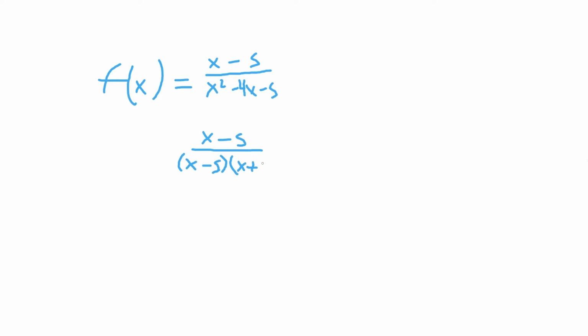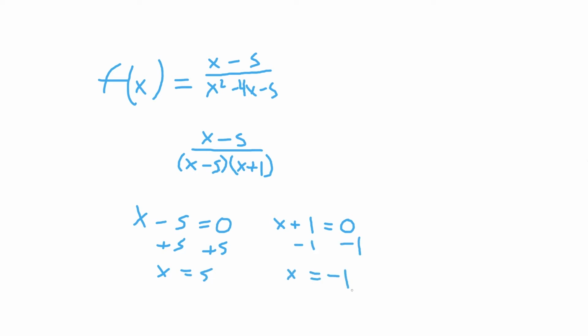Alright, so let's go ahead and take the example f of x equals x minus 5 over x squared minus 4x minus 5. Once we're all done factoring, we'll come out with x minus 5 and x plus 1. Now we'll set x minus 5 equal to 0 and x plus 1 equal to 0 and solve for x. We end up with x equals 5 and x equals negative 1, so these will be the values that we exclude from our function.